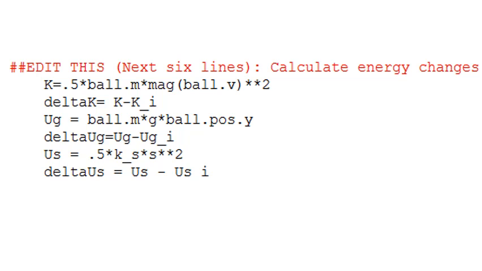The potential energy due to gravity is the mass times g times the ball's position in the y component. The change in UG is going to be final minus initial, and then the potential energy due to the spring is 1/2 ks times s squared, and the change in US is also going to be final minus initial.